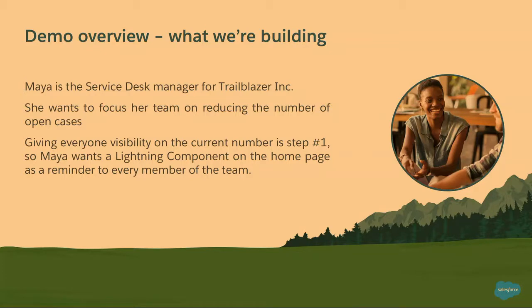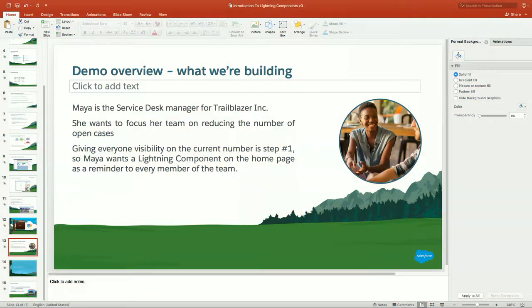That can be done with a Wave report or some reports and dashboards, or she can create a Lightning component and drop that on the pages where she thinks it's relevant, such as the home page, record pages, communities, can be anywhere, right in the console, so that there's always a view of how we're doing. So in a few minutes, we're going to build that out.